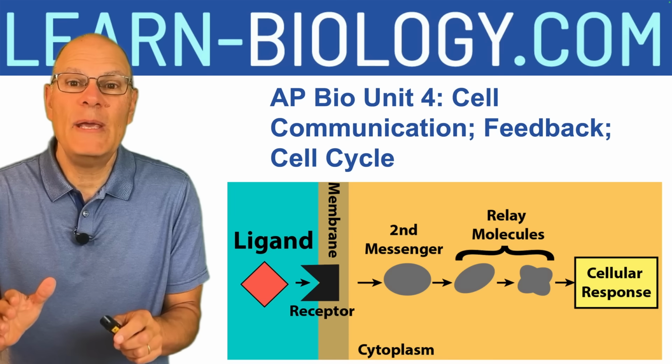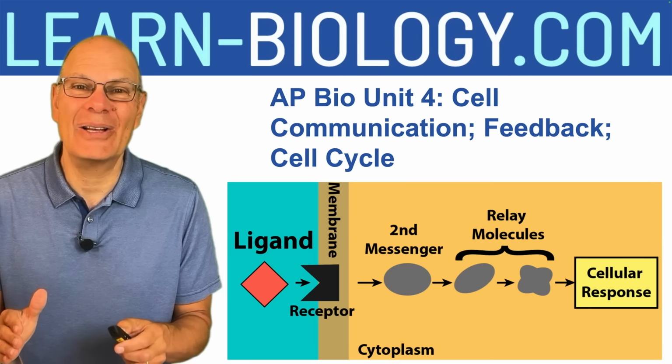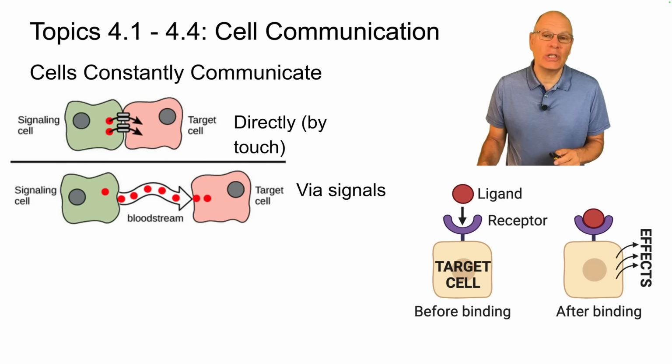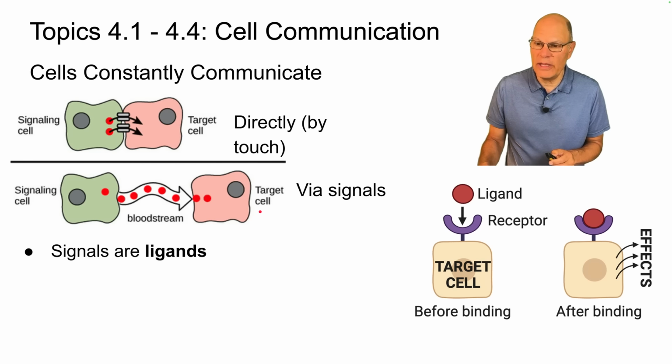AP Bio Unit 4, Cell Communication, Feedback, and the Cell Cycle. Cells constantly communicate with one another. They can do that directly by touching one another, or they can do that through signals. In AP Biology, we're mostly focused on this, through signals.